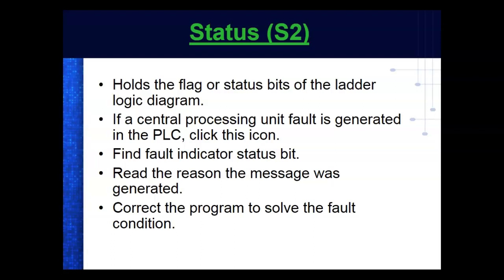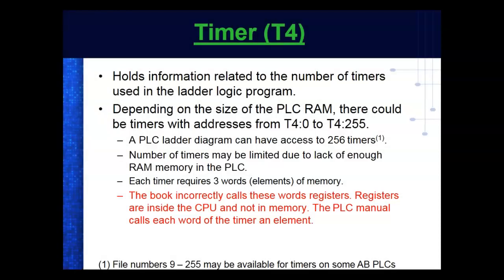Find fault indicator status bit reads the reason the message was generated and correct the program to solve the fault. So this is where we'd go right off the bat. If I had a fault, if that red light goes on, I would go in and examine these data files, or that data file.